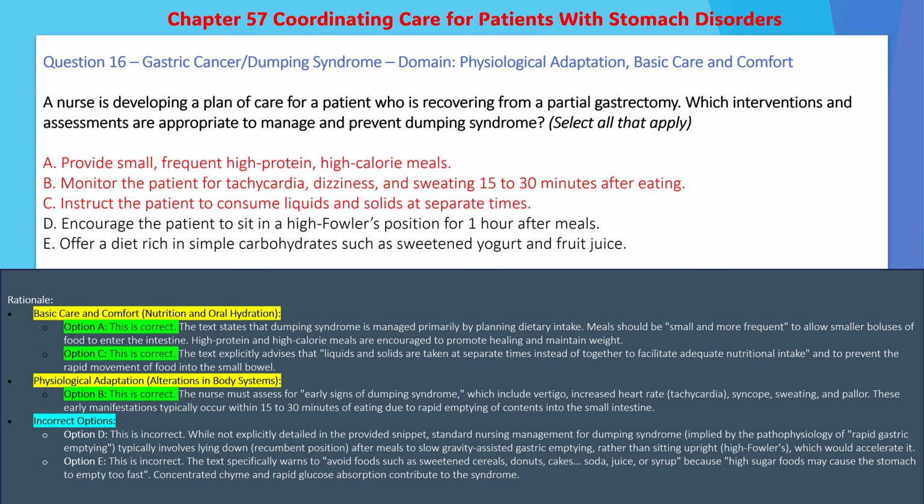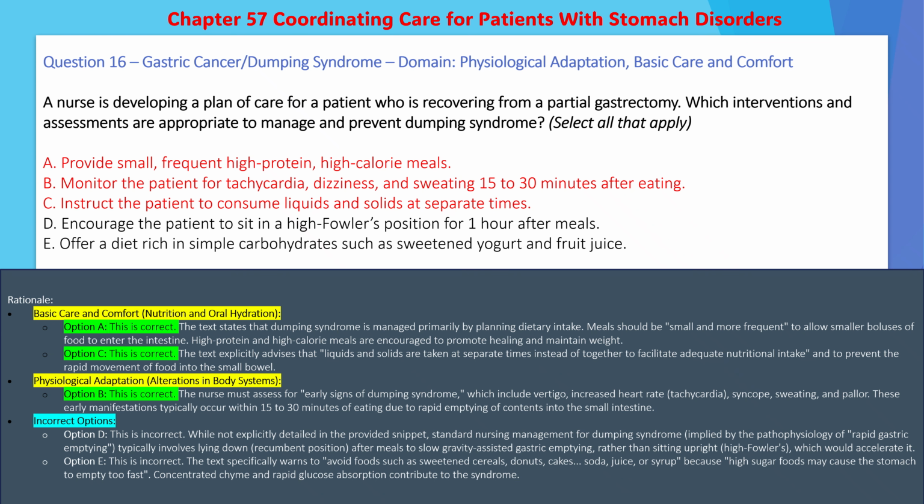C also is on basic care and comfort. The text explicitly advises that liquids and solids are taken at separate times instead of together to facilitate adequate nutritional intake and to prevent the rapid movement of food into the small bowel. For the psychosocial adaptation, it's B, where you monitor the patient for tachycardia, dizziness, and sweating 15 to 30 minutes after eating.